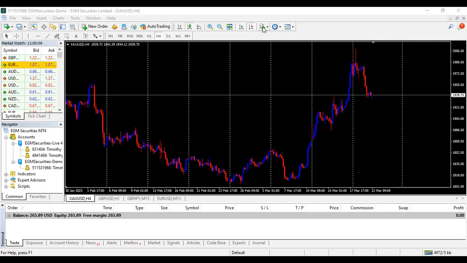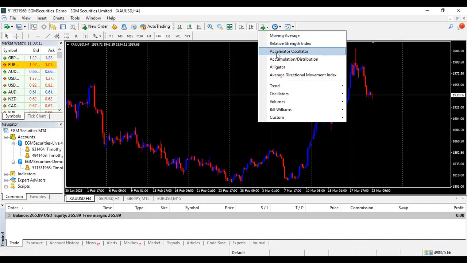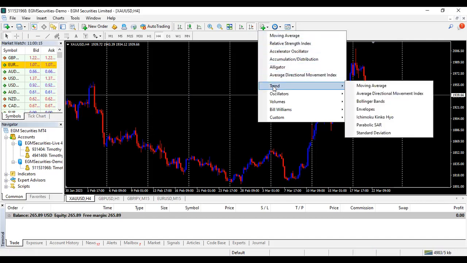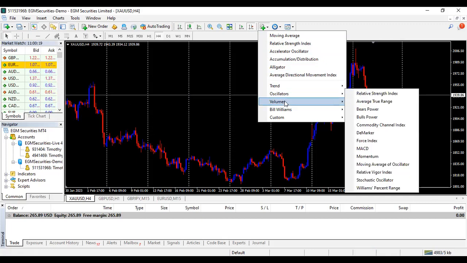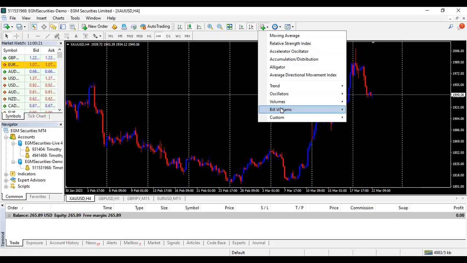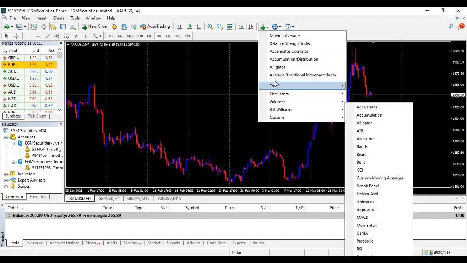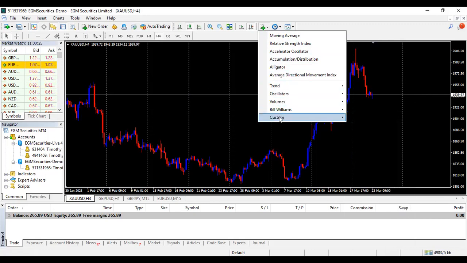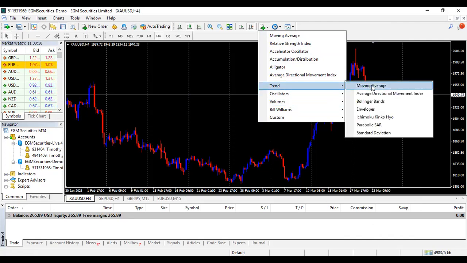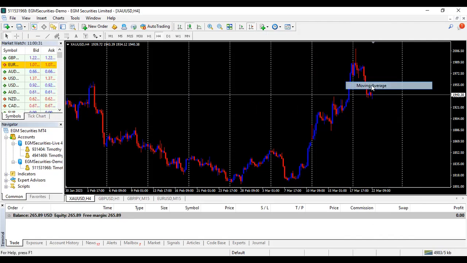So you come to this point where you see my cursor. When you click that point, you'll see several indicators. We have trend indicators, oscillator indicators, volume indicators, and custom indicators. Basically, we are interested in what we call the trend indicator. That's the moving average. So you click moving average.